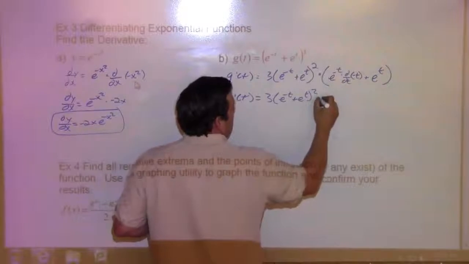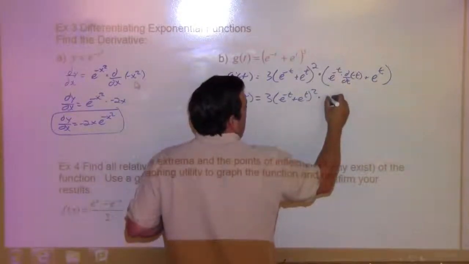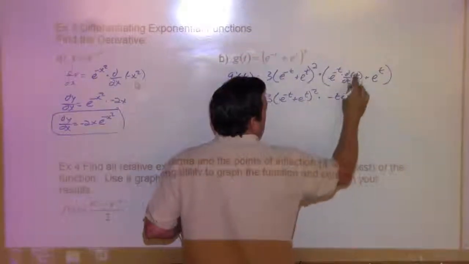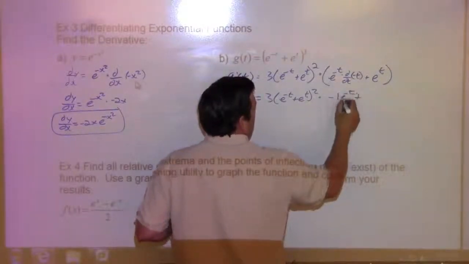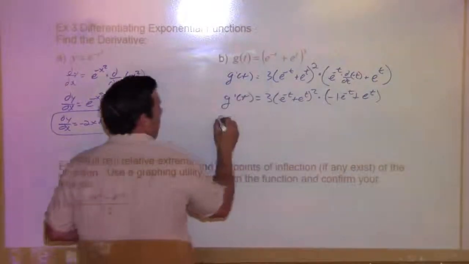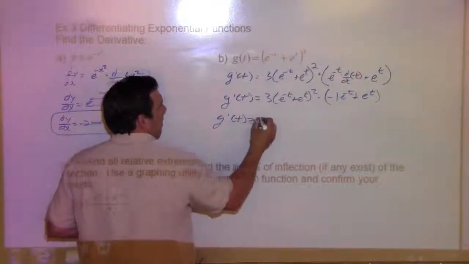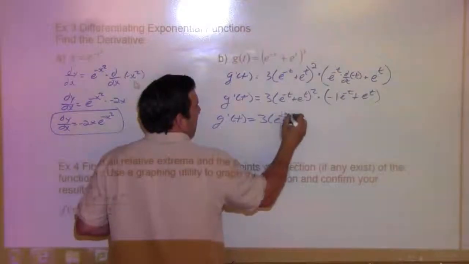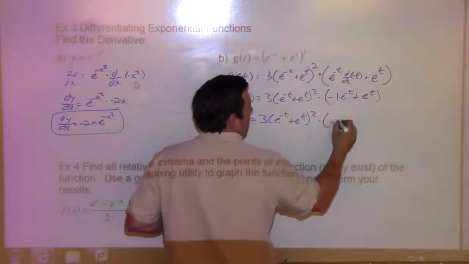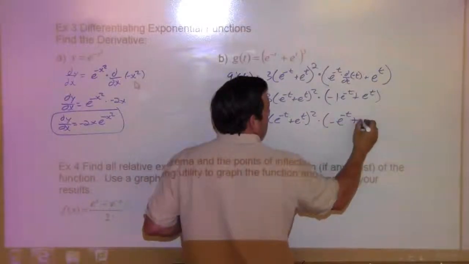So g prime of t is going to be 3 times e to the negative t plus e to the t, squared, times negative t e to the negative t plus, no, so that should be negative 1, plus e to the t. So g prime of t is 3 times e to the negative t plus e to the t, squared, times negative e to the negative t plus e to the t.